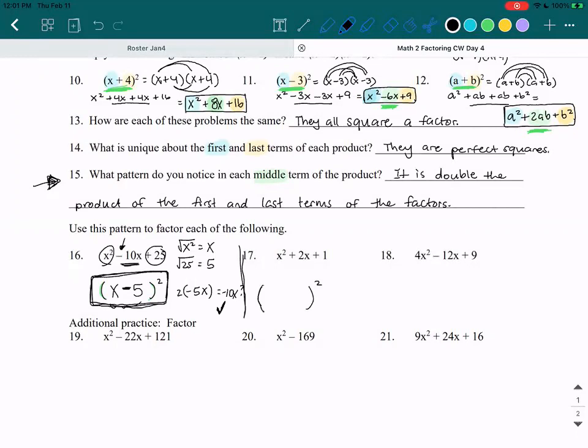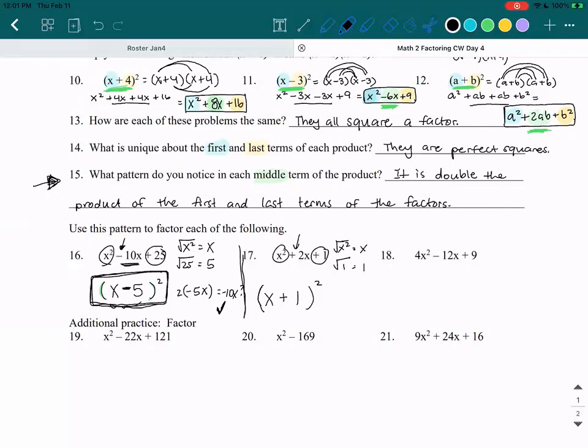So I'm going to say that the answer is something squared. So what is the square root of x squared, our first term? That's x. So I'm going to put x in here. What is the square root of 1? That is 1. So I'm going to put 1 over here. And then I look at the sign over here and it's a plus. So I think it might be x plus 1 squared.